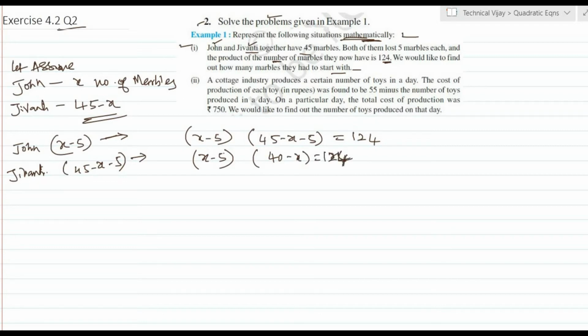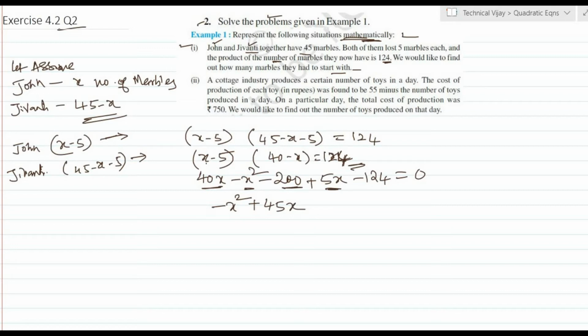So now x minus 5, so x into 40, this is 40x minus x square minus 40 into 5, 200, minus into minus plus 5x, minus 124 is equal to 0. This 124 I have taken to the LHS. So here minus x square is there. First I will write this one. This is 40x, this is 5x. Total 45x. Okay, minus 200 minus 124, that is minus 324, is equal to 0.